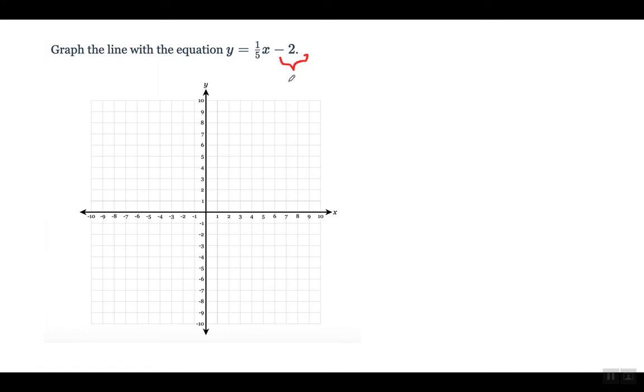Starting with my y-intercept. That's my starting point. Okay, empiezo siempre con el y-intercept, que es negativo 2. My slope is 1 over 5. It's positive, so it's going to go up from left to right. El slope es positivo, así que va para arriba de izquierda a derecha. So I'm going to go up 1 and to the right 5. Para arriba 1 y para la derecha 5. Or down 1 and to the left 5.